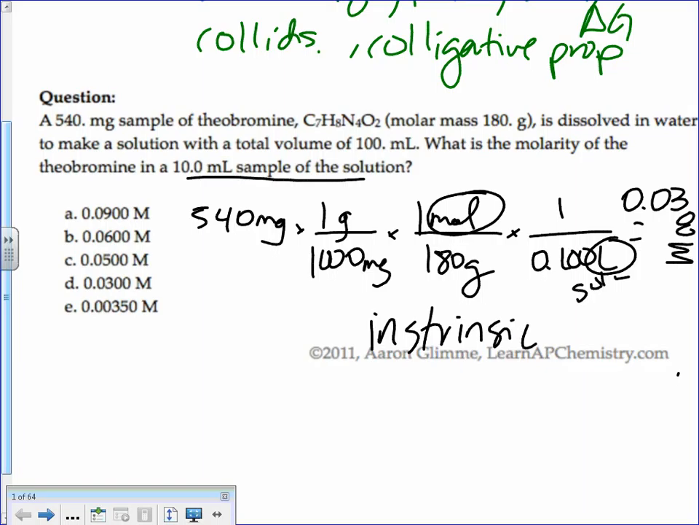So the intrinsic nature of it means that it's not the actual volume of the sample. Doesn't matter. I can have an ocean full, or I can have 10 milliliters of it. The molarity is the same. It's the same ratio of moles per volume. Doesn't matter that I'm taking 10 milliliters out of it. Okay, so it's an intrinsic property. It's an inherent property.